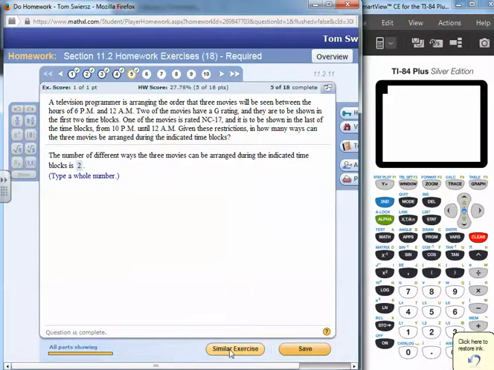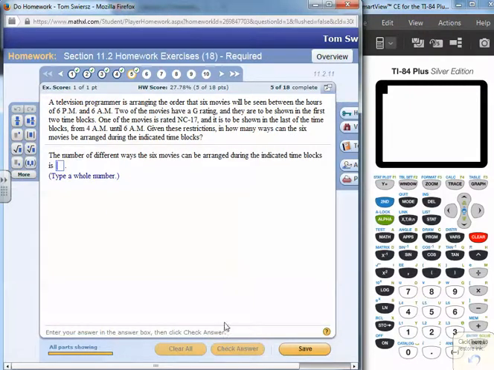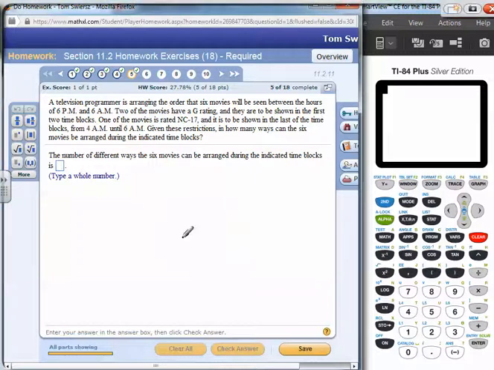Okay, let's do a similar exercise, see if we get more. Let's do another one for number 5. Let's do it with more movies. This is a repeat of number 5, so we're doing number 5 again. This time we have 6 movies, okay? So 1, 2, 3, 4, 5, 6 movies. 2 of the movies have a G rating, and they are to be shown in the first 2 time blocks. So you have a choice of 2 here and only 1 here because there's only 1 left of the G rating movies. So we've taken care of that.